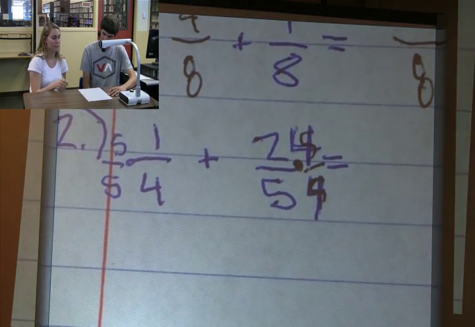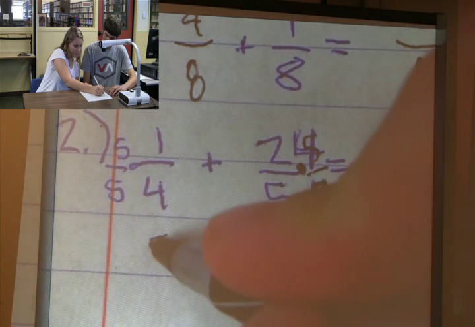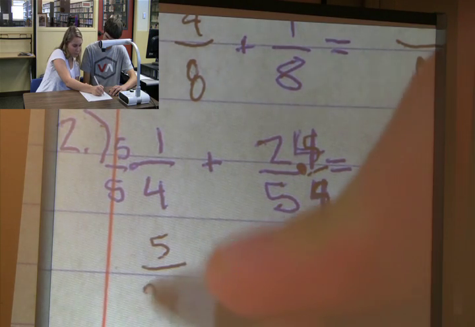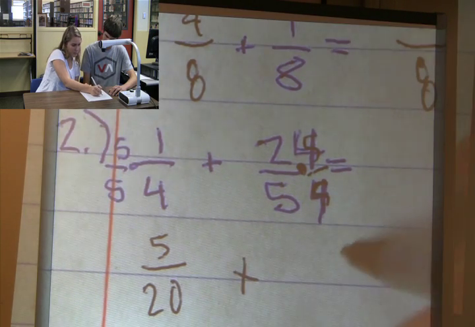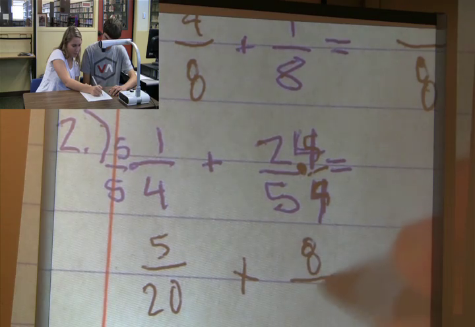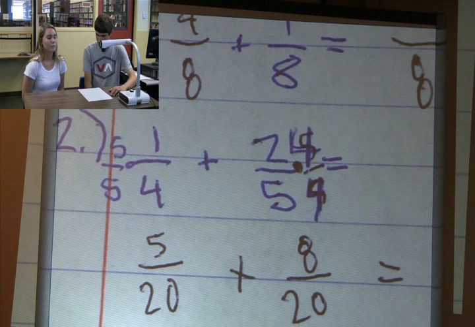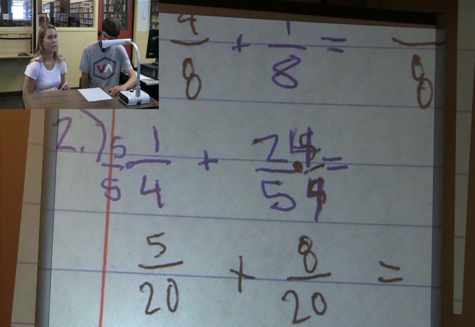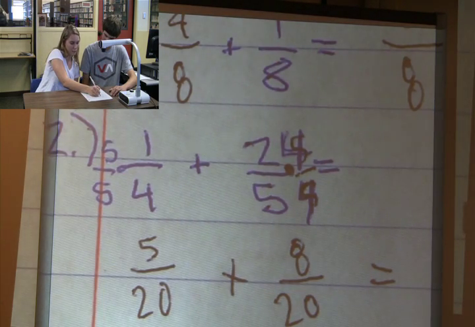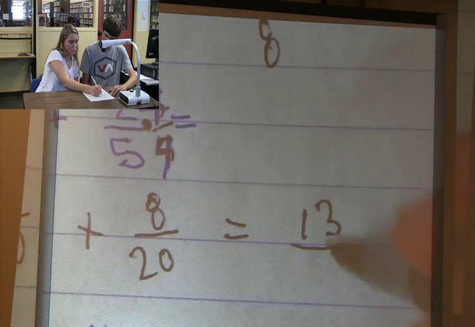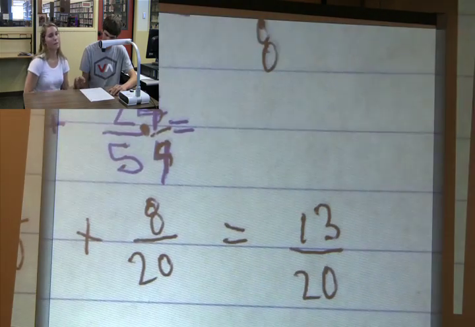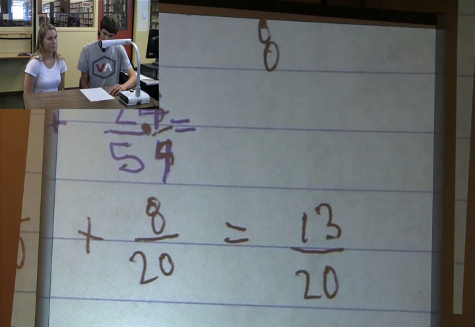Okay, so then you have 5 over 20 plus 8 over 20. So now how would you add those two fractions? You would add the 5 and the 8 and you would get 13. And then it would be 13 over 20. Yep. Okay. So now number 3.